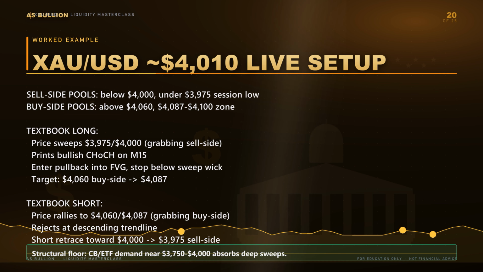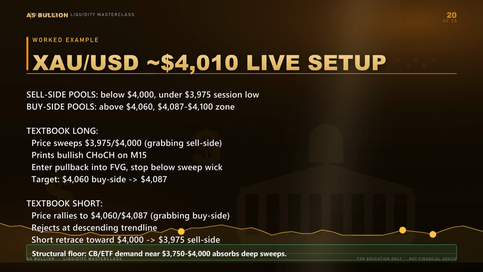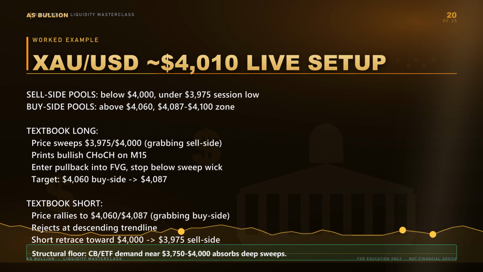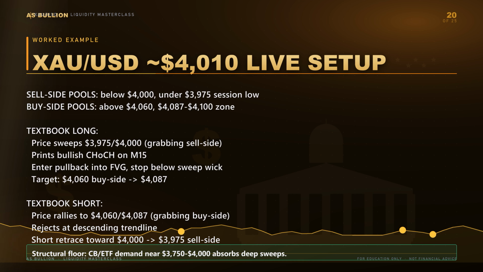A textbook short. Price rallies to sweep 4,060 or 4,087, grabbing buy side into the descending trend line, rejects, and you short the retrace toward 4,000, then the sell side below.